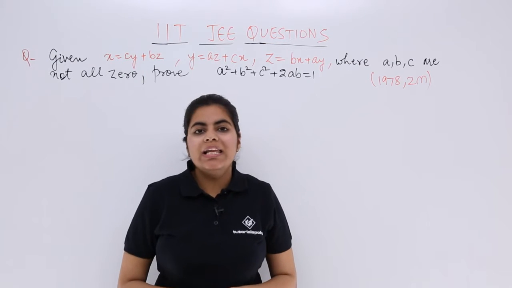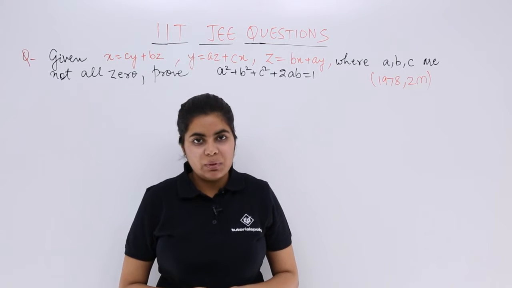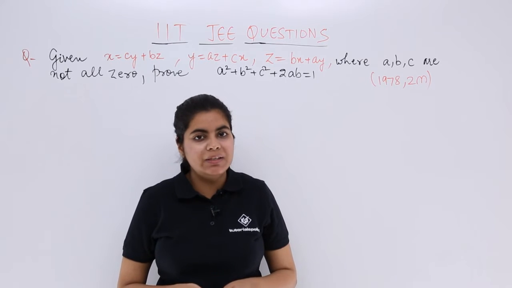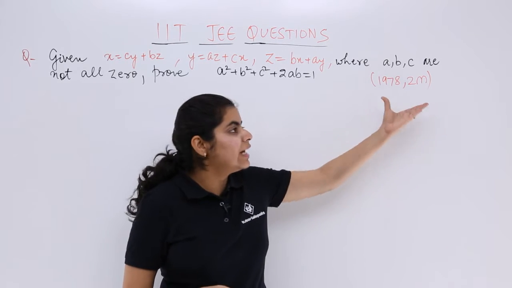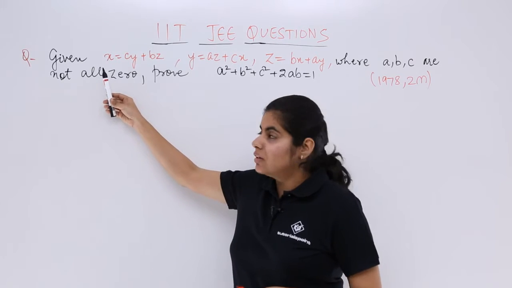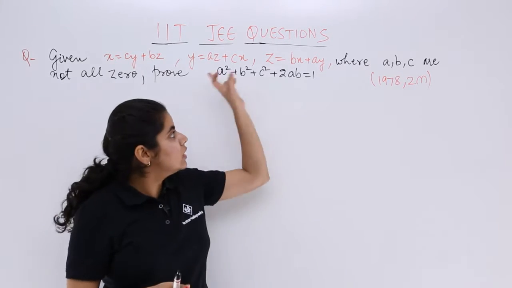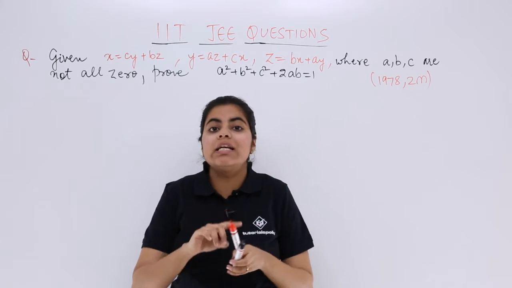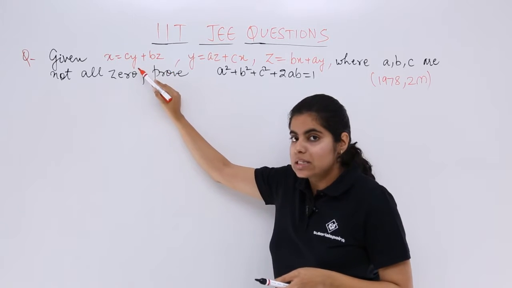In this video, let's see another IIT JEE problem which was based on the topic of system of equations of the chapter Determinants, asked in the year 1978 for 2 marks. The question says consider these 3 equations. You see here 3 equations are given where a, b, c are the constants of the variables, right?